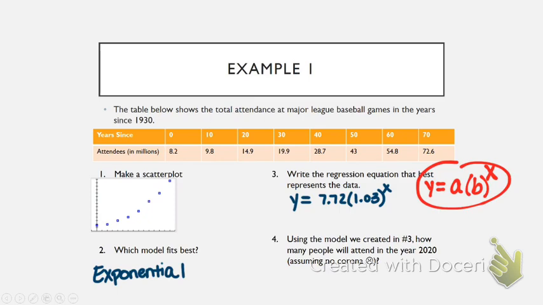And obviously, if you're a baseball fan, we don't have baseball right now because of the coronavirus, but assuming we were actually playing games right now, what could we assume for attendance?